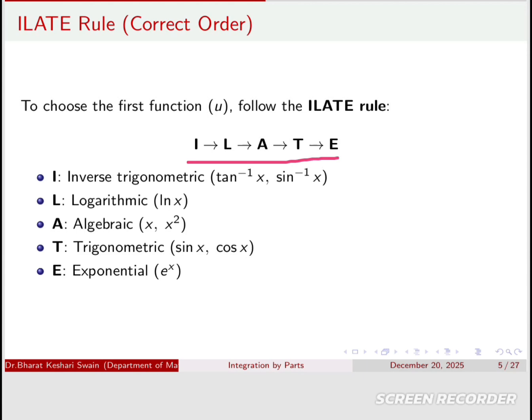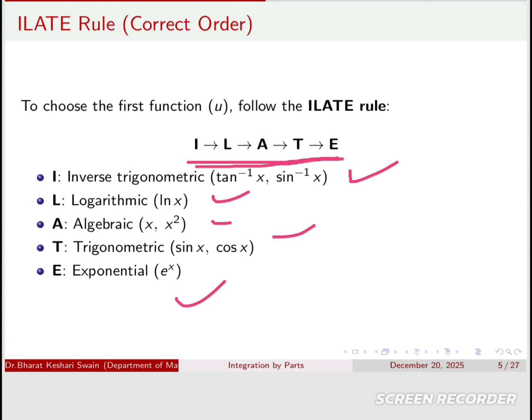And what is ILATE? I is for inverse trigonometric functions like tan inverse x, sin inverse x, cos inverse x. L is your logarithmic function. A is for algebraic functions like x square, 1 plus x square. T is for trigonometric functions like sin x and cos x. And E is for exponential functions like e to the power x, a to the power x. So in this order we have to choose first and second function.